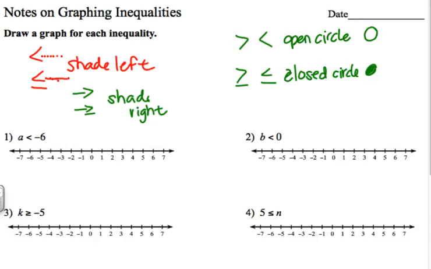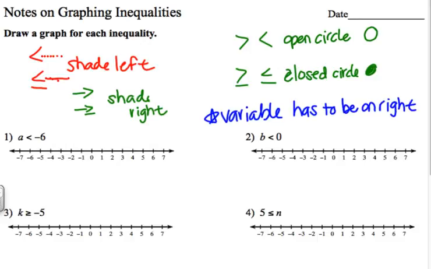Okay? The last important thing is your variable has to be on the left. Now, that's to follow this rule right here. So if you make sure your variable is on the left side, then you can follow the cool arrow thing. If not, you gotta do some really hard learning in your brain.